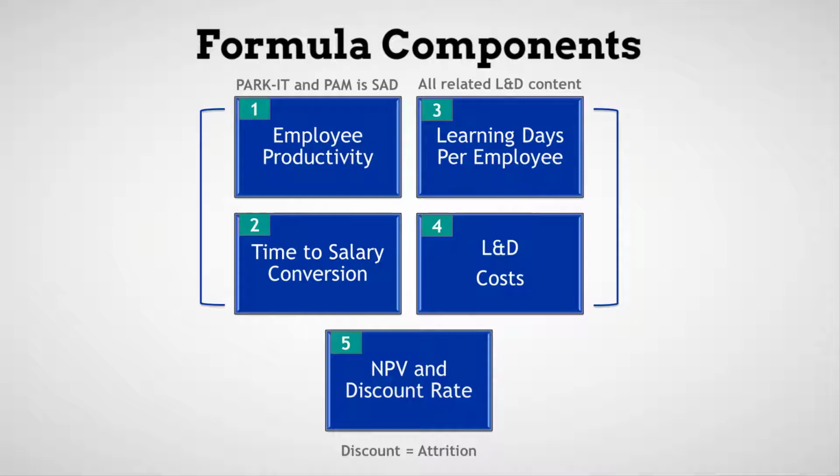It's only 5 things. We calculate employee productivity. We track time to salary conversion. So basically, once we have a productivity factor, we want to determine how much salary does that translate to. We look at learning days per employee as well as the costs of those learning days. And then from that, we integrate finance using the discount rate to actually discount the benefits of productivity as well as the L&D cost. Now ask yourself, what kind of discount rate should we use? And the answer is attrition. The higher the attrition, the less valuable the gains in L&D.